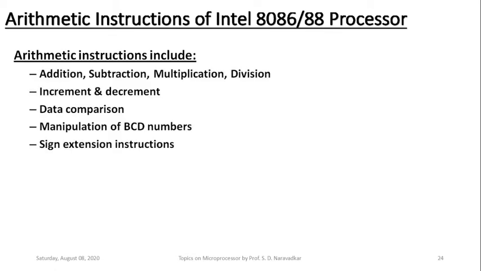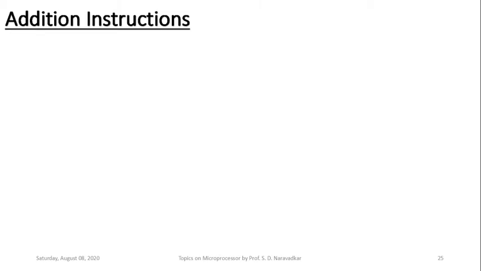The arithmetic instructions include many subtypes of instructions: addition, subtraction, multiplication, division of data, then data increment and decrement, then data comparison, compare instructions, then manipulation of BCD numbers, binary coded decimal numbers, and finally the sign extension instructions. So we will explore them one by one. In this slide I am going to explain the addition instructions with some examples.